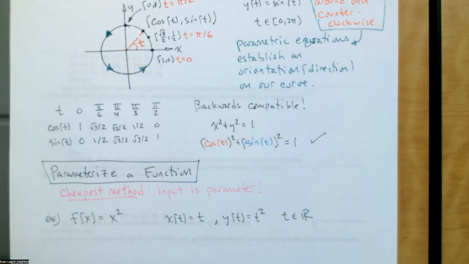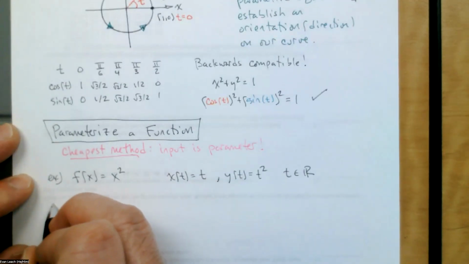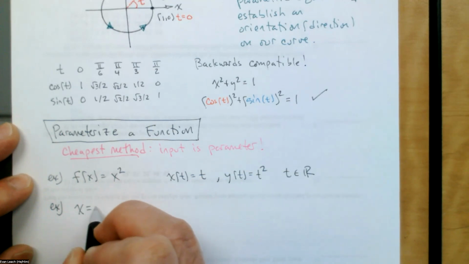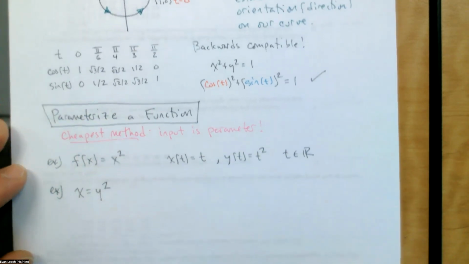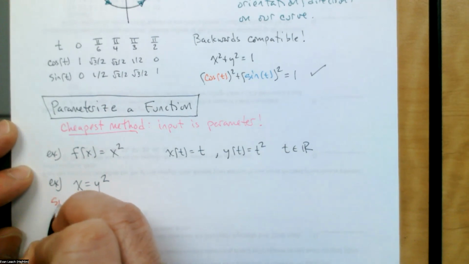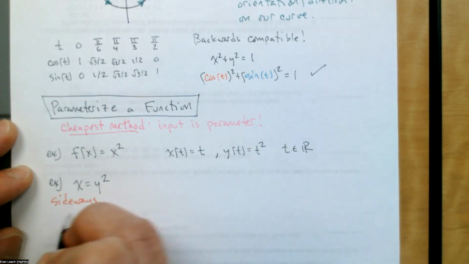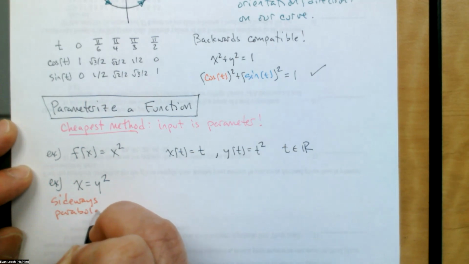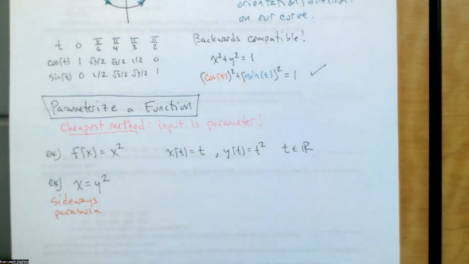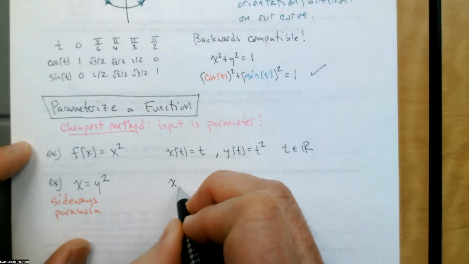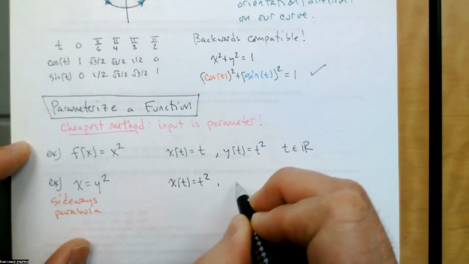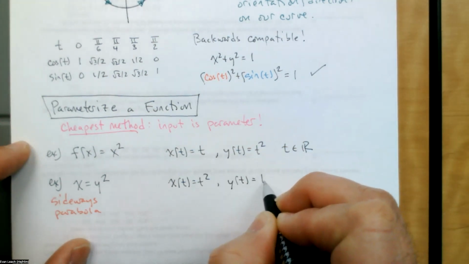We can also sideways our parabola. If we have a sideways parabola, we'll just make the input the parameter. So in this case, x is a function of y. So y is going to be our parameter here. So x of t will be t squared. And we can make y of t the parameter.